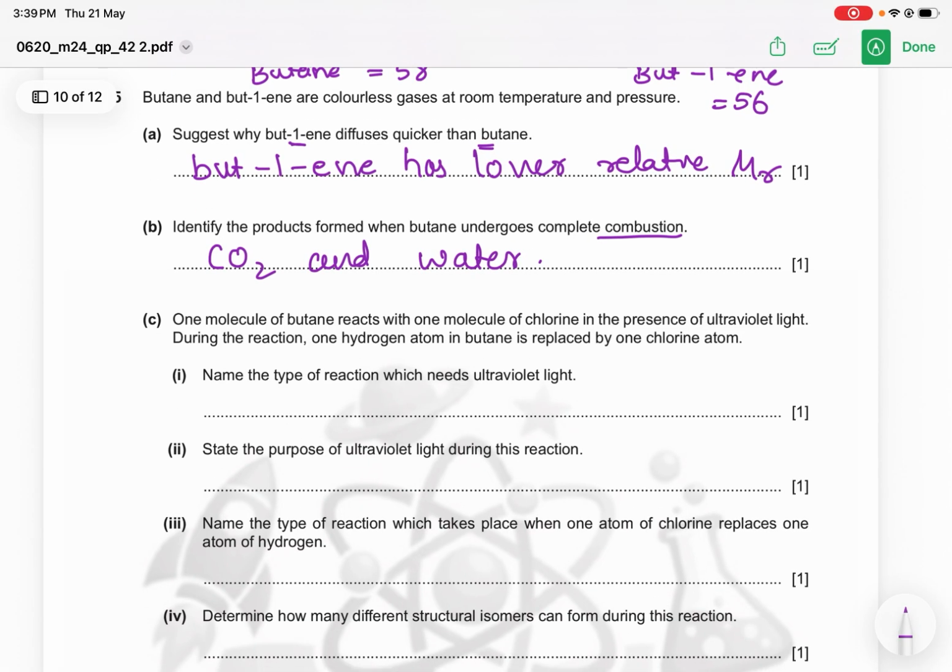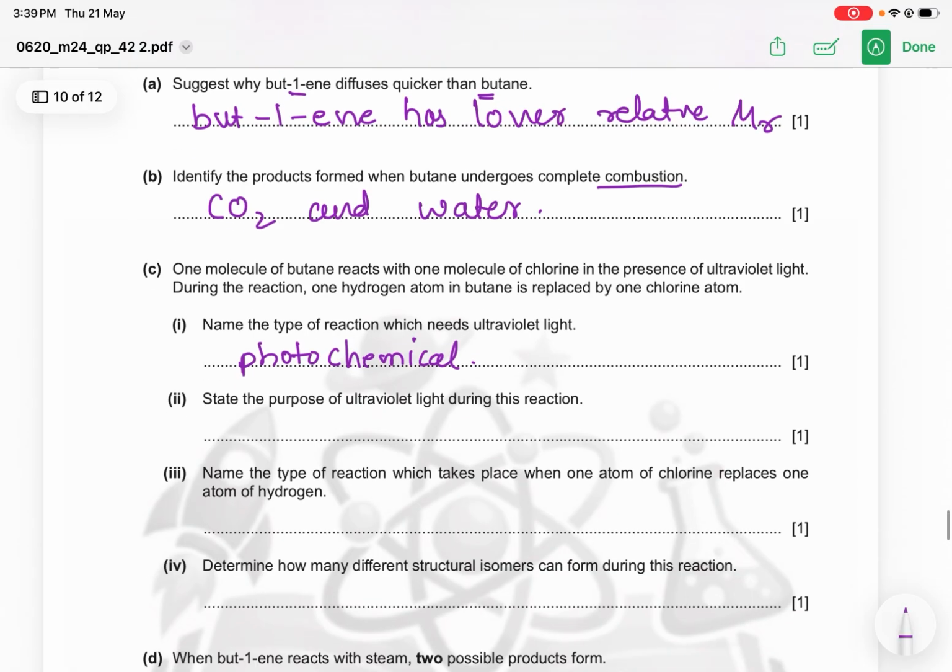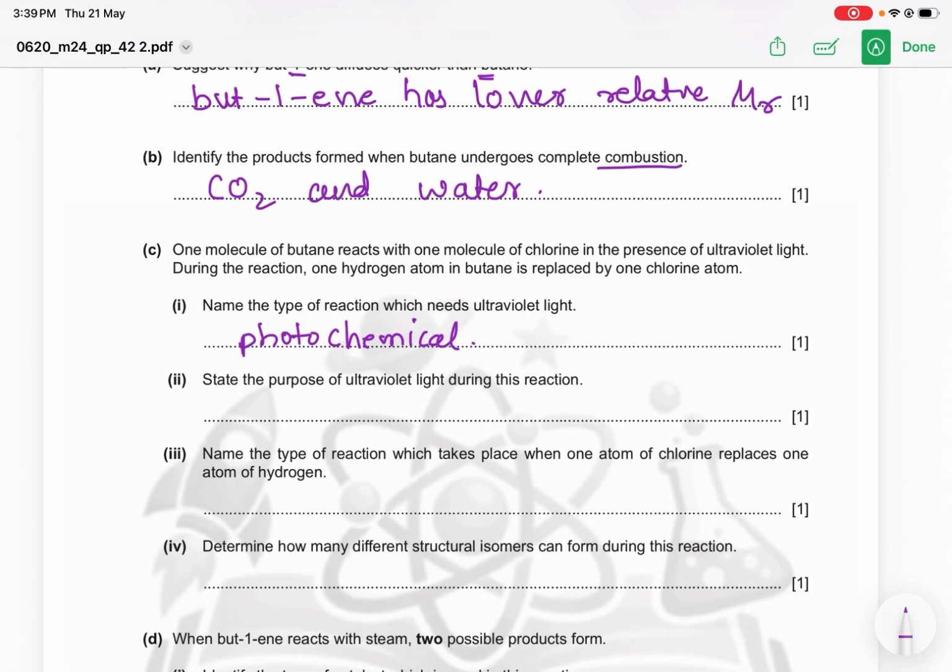Next, C. One molecule of butane reacts with one molecule of chlorine in the presence of ultraviolet light. During the reaction, one hydrogen atom in butane is replaced by one chlorine atom. Name the type of reaction which needs ultraviolet light. The reaction that requires light as a reaction condition is known as a photochemical reaction. Next, state the purpose of ultraviolet light during this reaction. The UV light is providing activation energy.